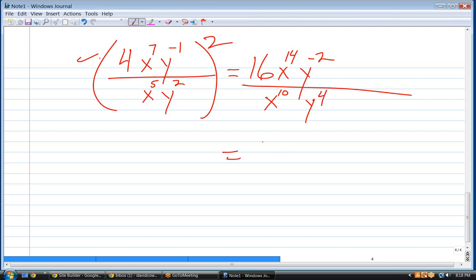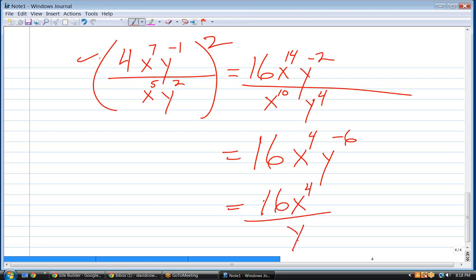Now let's reduce that. What happens to the x's? Okay, so let's see. This one is x to the 4th, and this one is y to the -6th. Good. And then that's going to go down to 16x to the 4th over y to the 6th. So there's the answer they want.